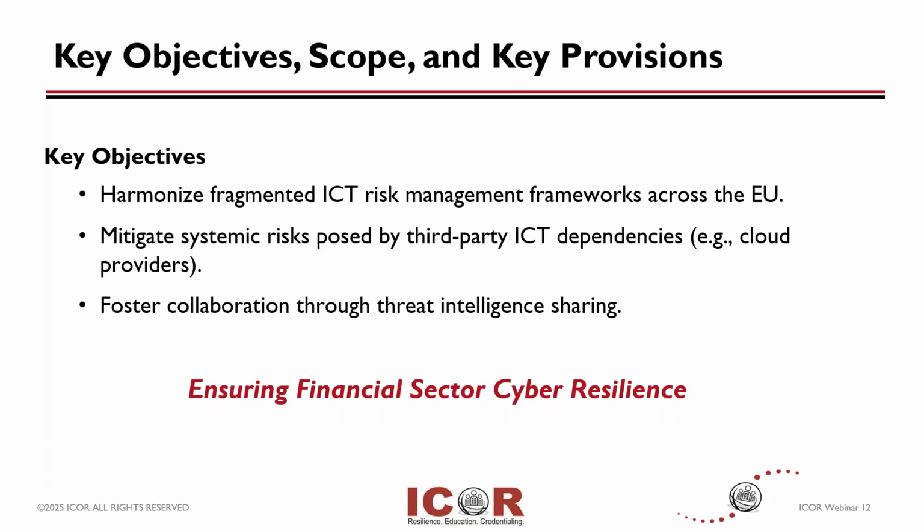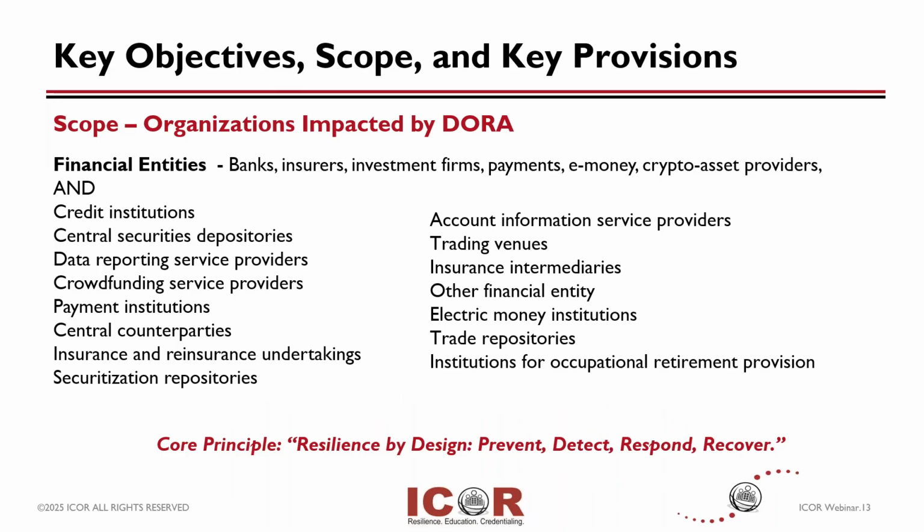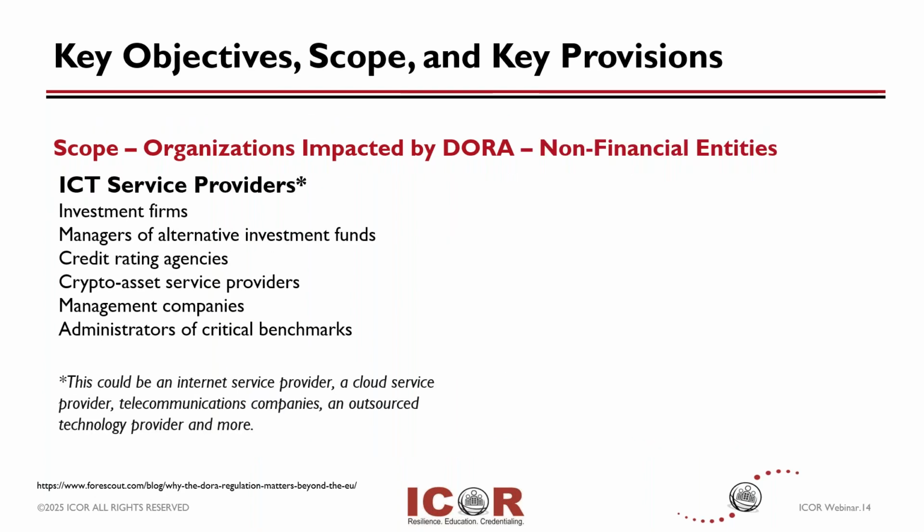And the key objective of DORA is to harmonize the fragmented ICT risk management frameworks across the European countries, mitigate systemic risk posed by third-party ICT dependencies, for example cloud providers, and then foster collaboration via threat intelligence sharing. And then the key entities are financial entities: banking, as I said, insurance, investment firms, payments, e-money, crypto asset providers, credit referencing agencies, and all the others listed over here. I don't want to spend so much time reading it. You can see the companies which are in scope. So the core principle of it is also being followed.